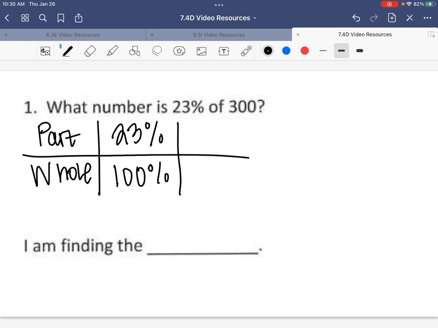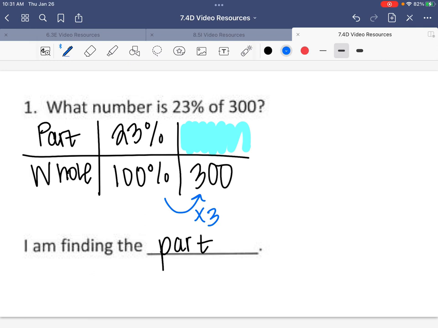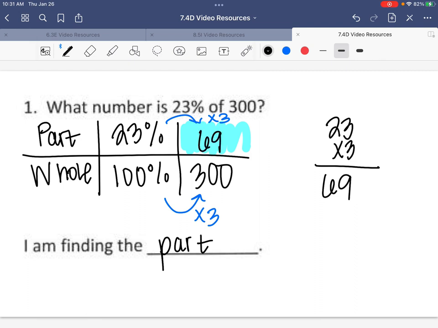So it says, what number is 23% of 300? That means that 300 is the whole. So I am missing the part. So we're trying to find the part. And I see that in our table, I have a multiplicative relationship from 100 to 300. I can scale up by 3. Which means I can scale 23 up by 3. And when I do 23 times 3, we get 69. So 69 is 23% of 300. So that is our answer.